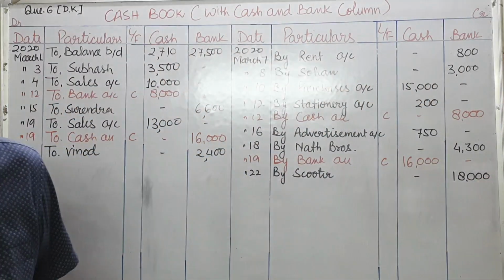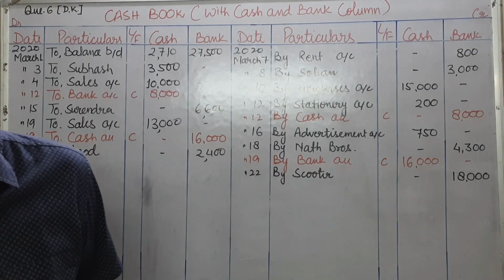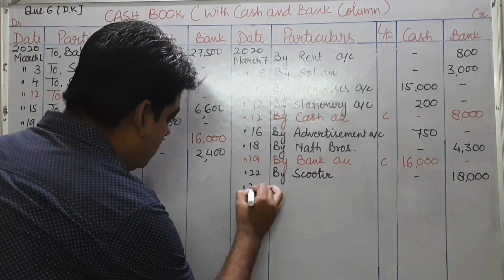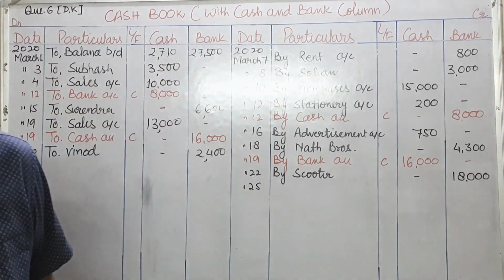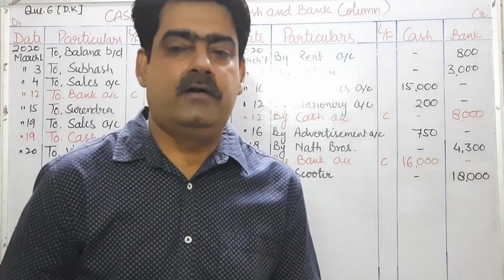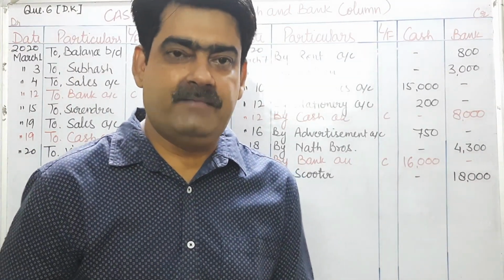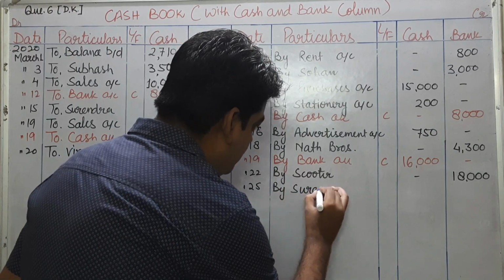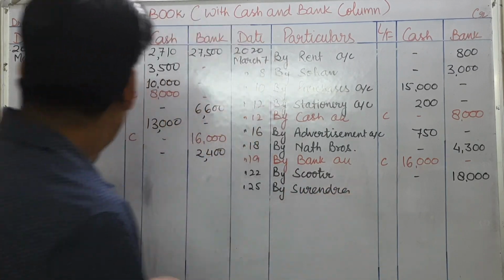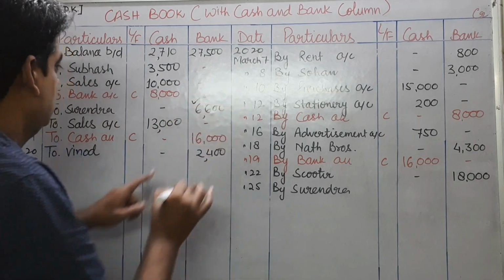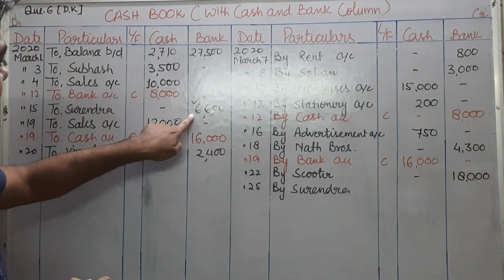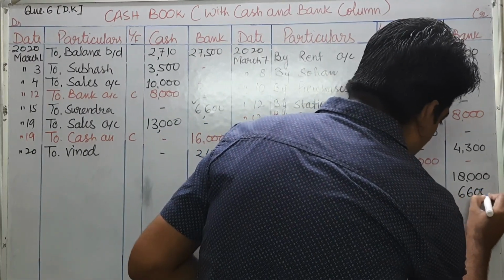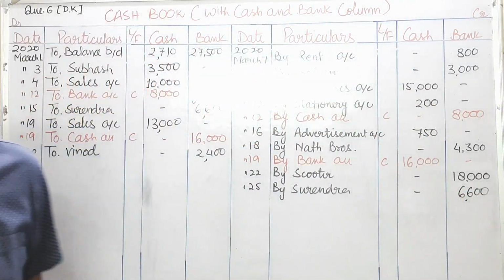Okay, now see next is March 25, bank returned Surendra's check dishonored. So entry will be Surendra debit to bank and by Surendra, and we have received this check. The value of the check is 6,600, so amount 6,600 will come in bank column.